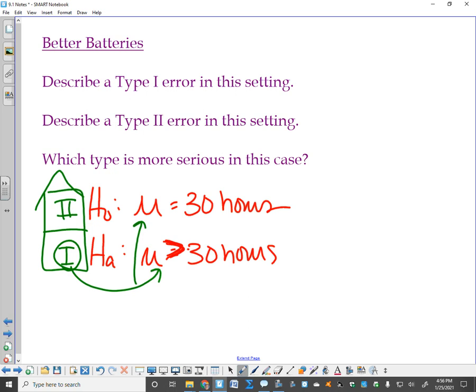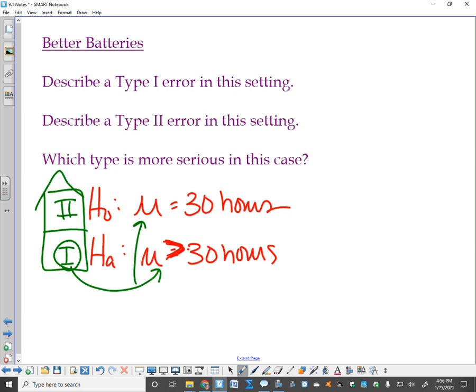Describe a type 1 error in this setting. Type 1 error would say, I believe that those batteries last longer than 30 hours, when actually they don't. We roll with it, we produce them, we put them on the shelf, customers get them. They think that they're supposed to last longer than 30 hours, and they don't. My company now has a bad reputation. I lose money.